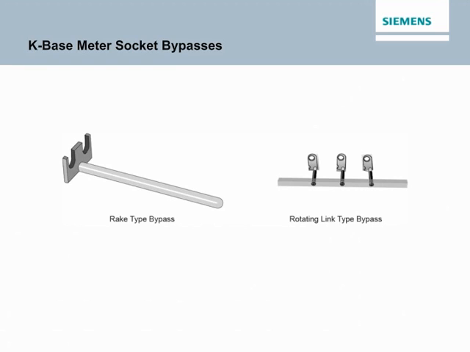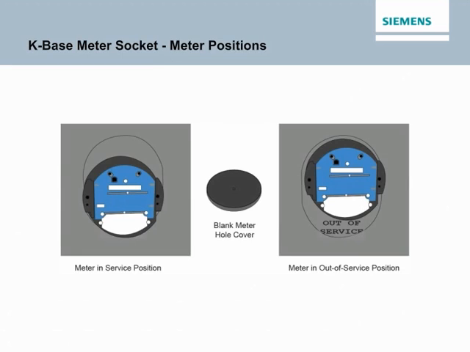The insulated handles on the bypasses prevent the enclosure cover from being installed with the bypass in place. The out-of-service storage position for the watt-hour meter allows utilities to store the meter in the socket when it's taken out of service. A sliding plate with the words "out of service" printed on it identifies the meter status. A plastic blank meter hole cover should also be used when the meter is out of service.